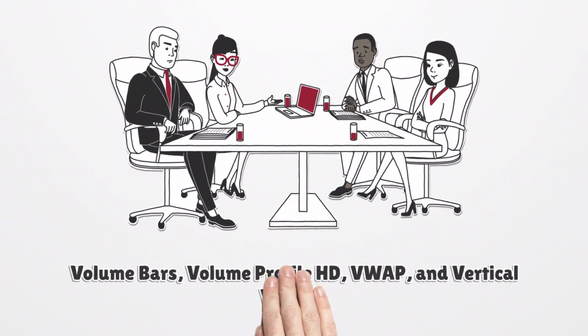There are 4 excellent volume indicators in technical analysis software: volume bars, volume profile HD, the volume weighted average price, and vertical volume. Each indicator offers unique insights into supply and demand, helping traders identify entry and exit points for their trades.